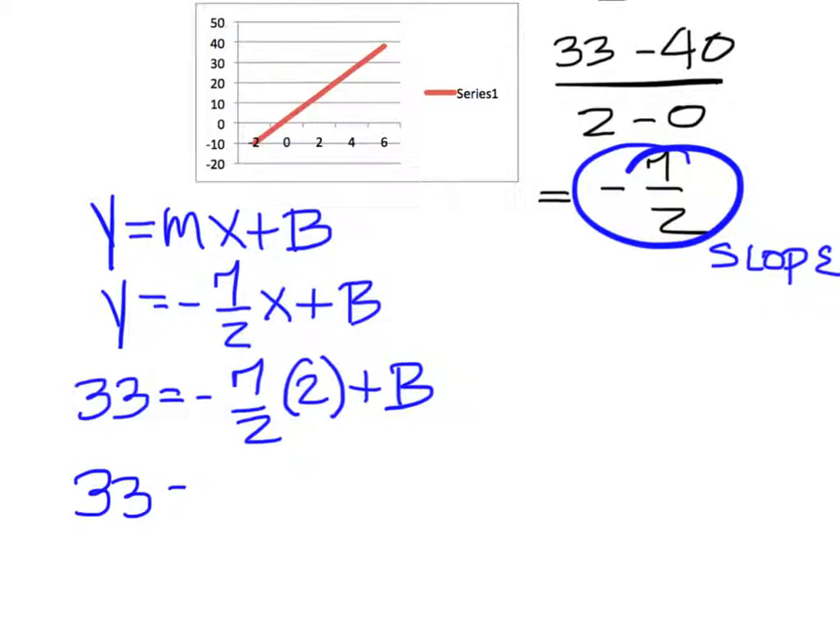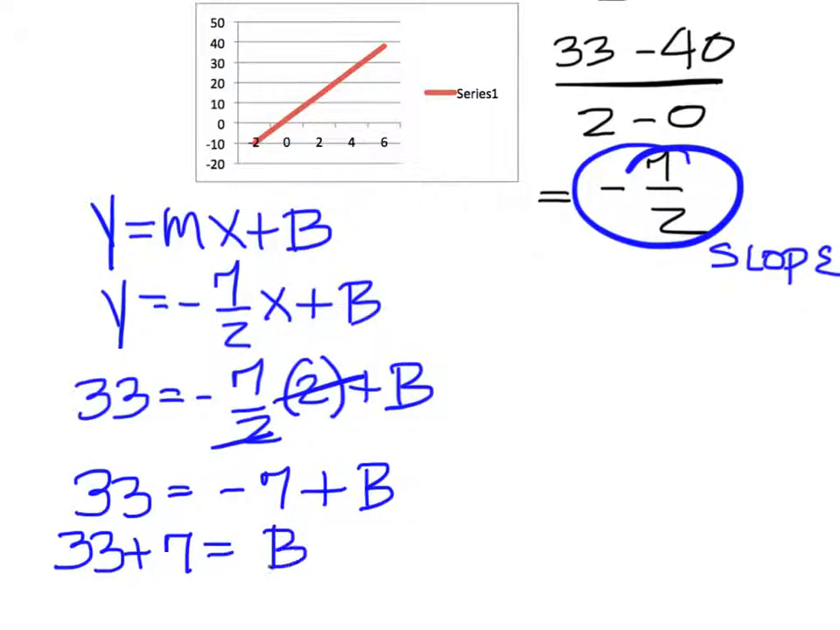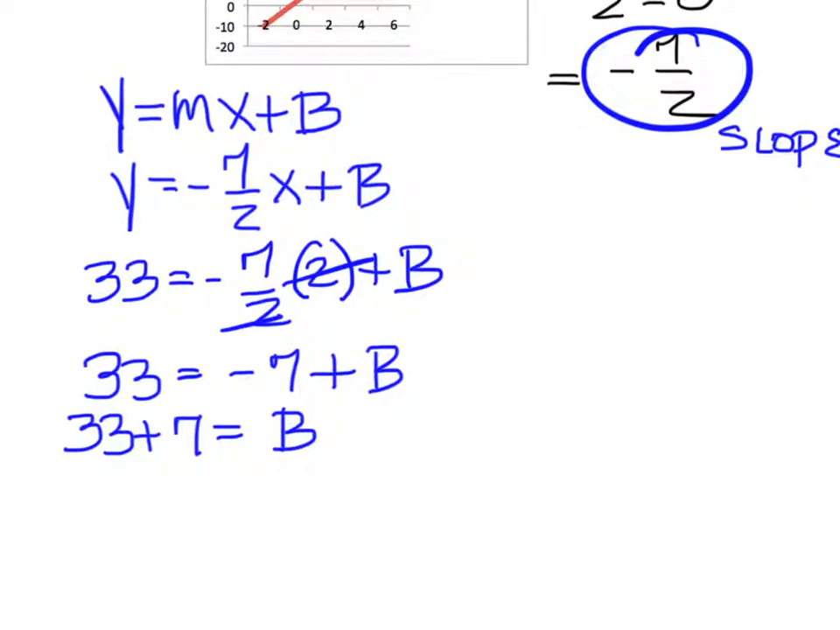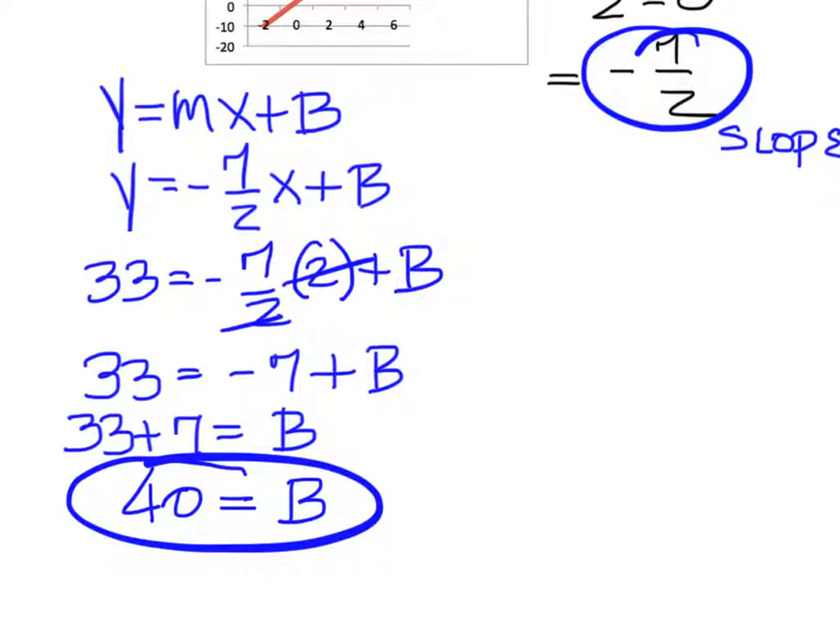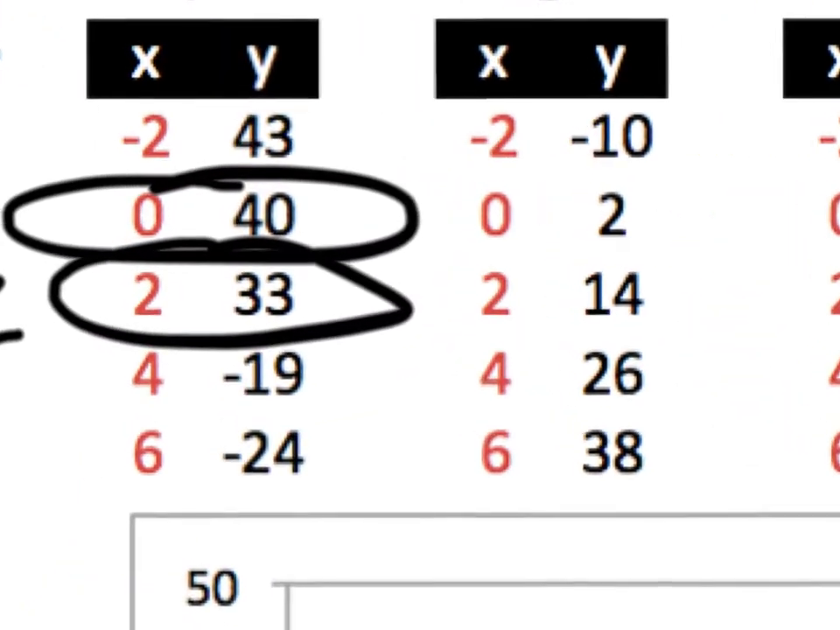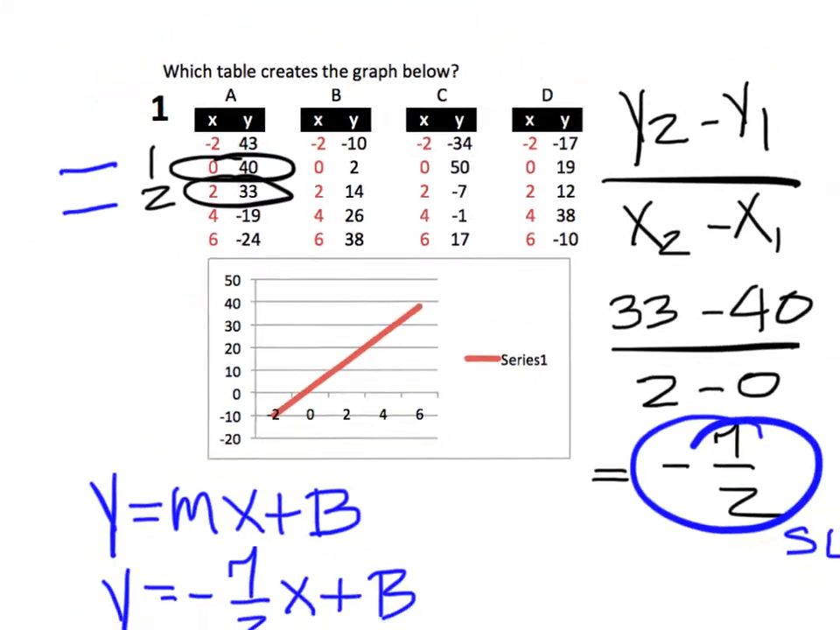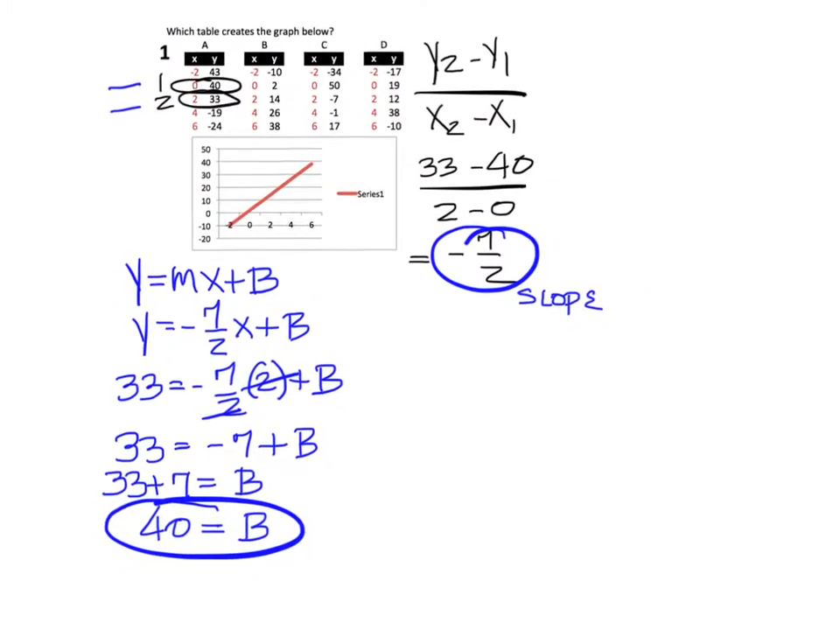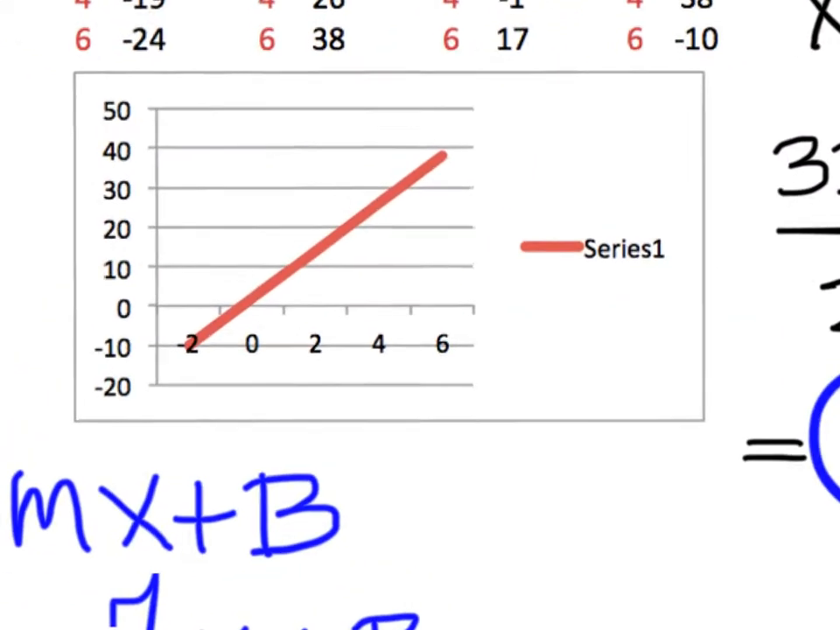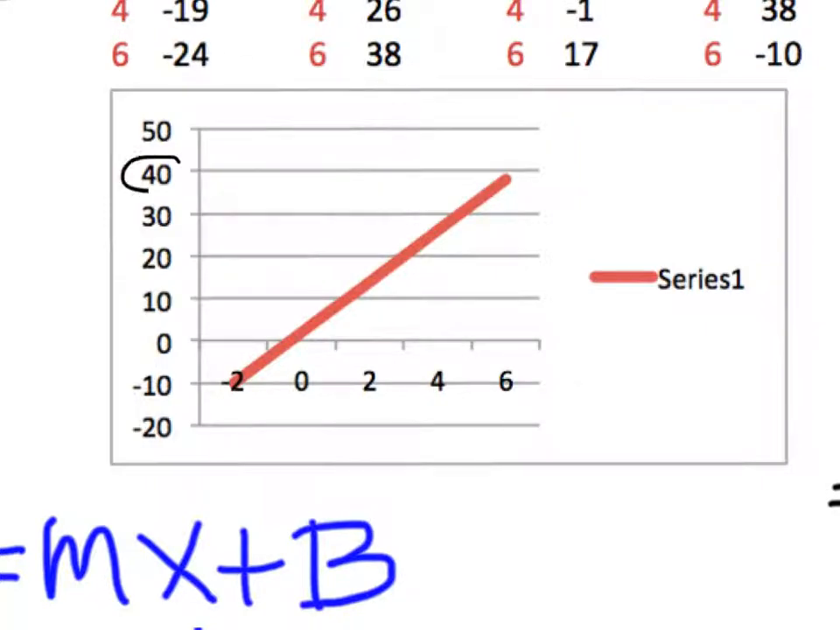So 33 equals 2 cancel out, top and bottom, negative 7 plus b. Move the negative 7 to the left, make it plus 7, and you end up with b. So 40 equals b. This is the y-intercept for that table that we just chose. It is this one. We came up with a y-intercept of 40. Is 40 going to be the one that this line crosses at? Here is 40. Does the red line cross at 40?